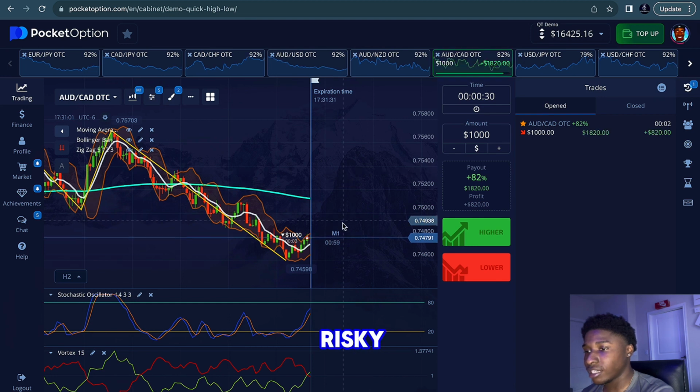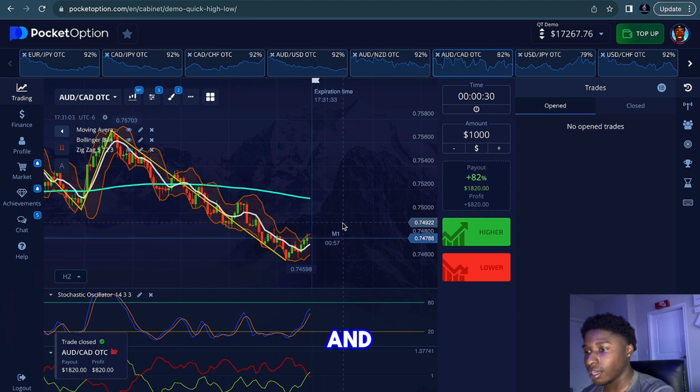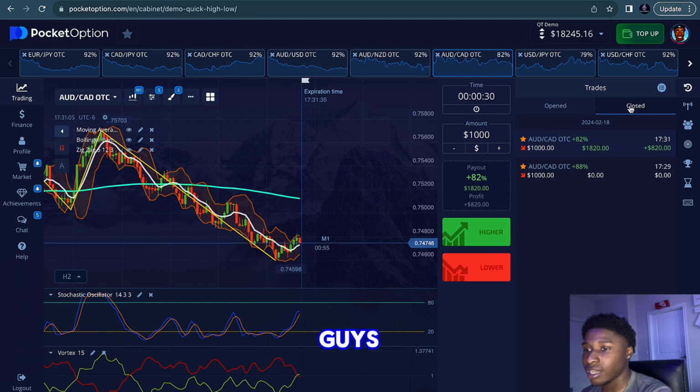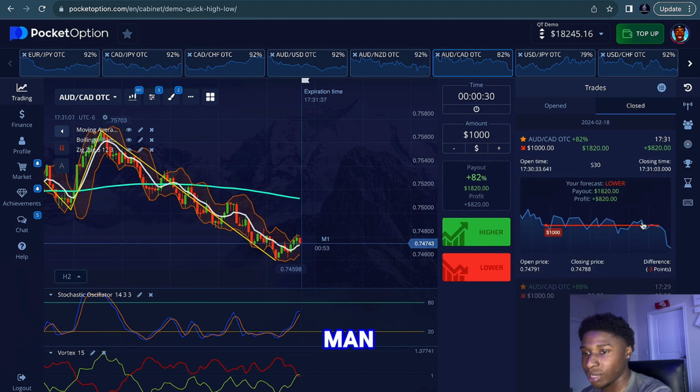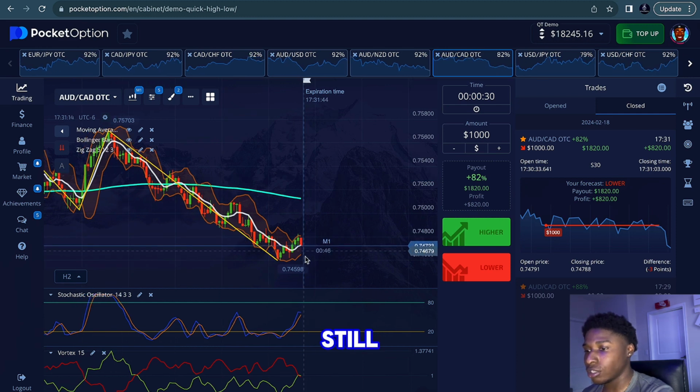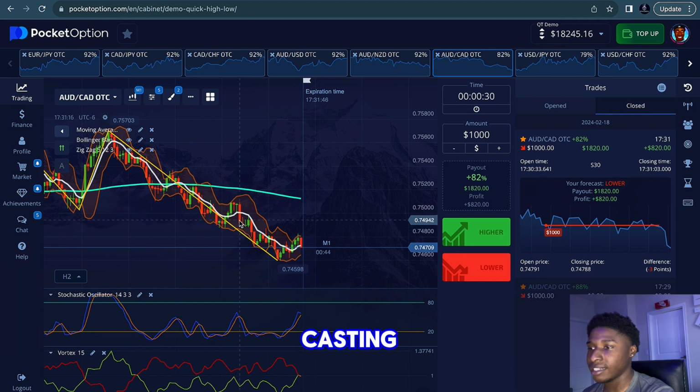As you can see, risky for the biscuit, and we just won that trade literally, guys, in the last second, man. It hovered around this area. Look at that point right there. So that is, you know, a risky trade, but as you can see, we're still coming down, and as you can see, that stochastic is starting to come down.